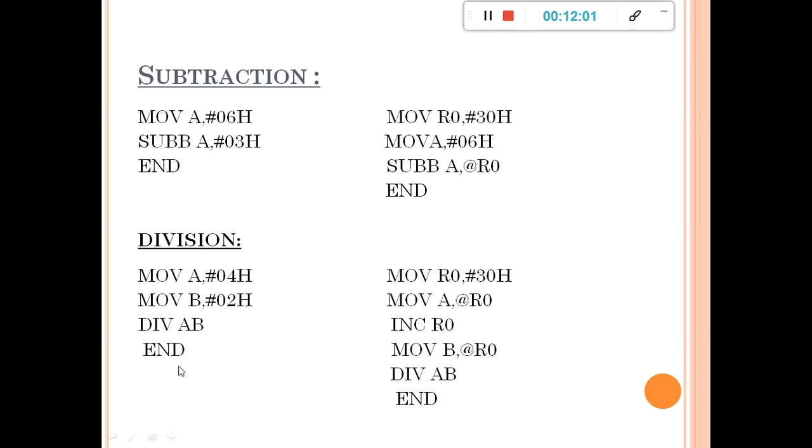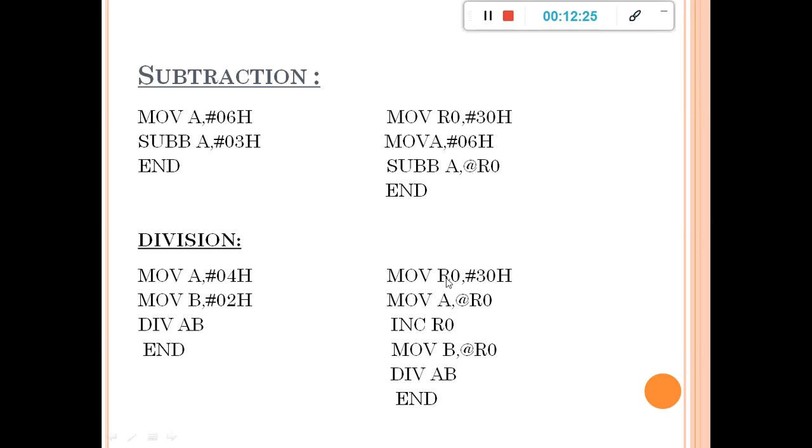So how will the result be stored here? Whenever you do division, the result is in terms of quotient and remainder. The quotient value will be stored in the accumulator, and the remainder value will be stored in the B register.